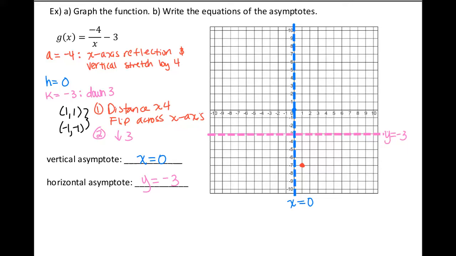All right, so likewise, we're going to do (-1, -1). Take the distance of -1, multiply it by 4. That'll give you a distance of -4. And then we have to flip it across the x-axis. So -4 is going to switch to +4. And then you go down 3. So 1, 2, 3. You should end up at (-1, 1).